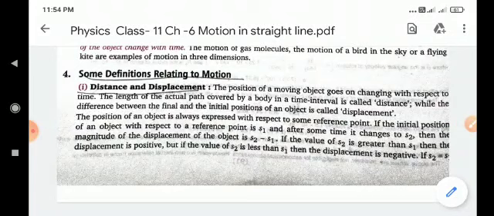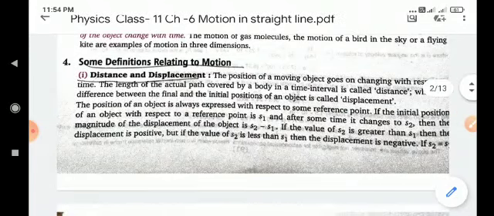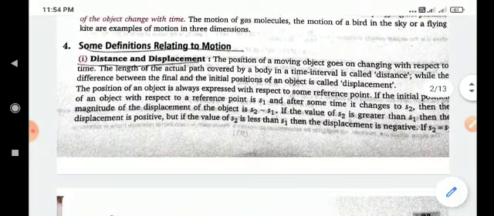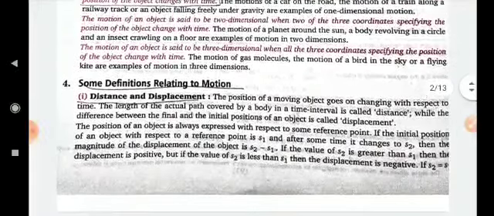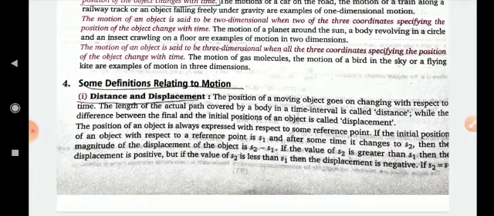A scalar quantity is defined as a quantity which has only magnitude and no direction, such as mass, distance, time, etc. And vector quantities are the quantities which have both magnitude and direction, such as displacement, velocity, torque, force, etc. Right?